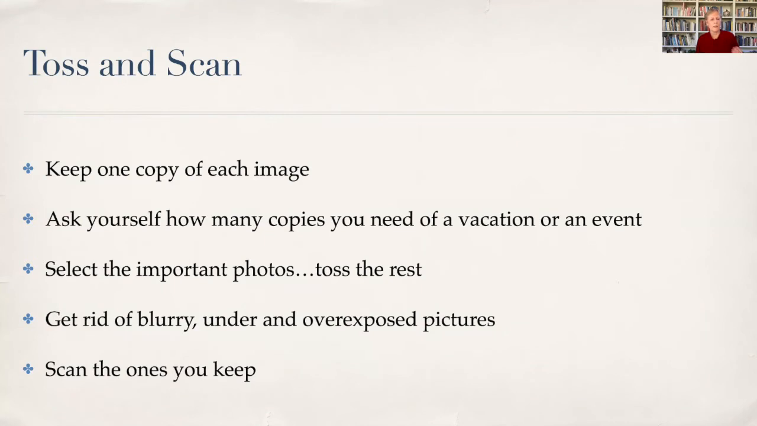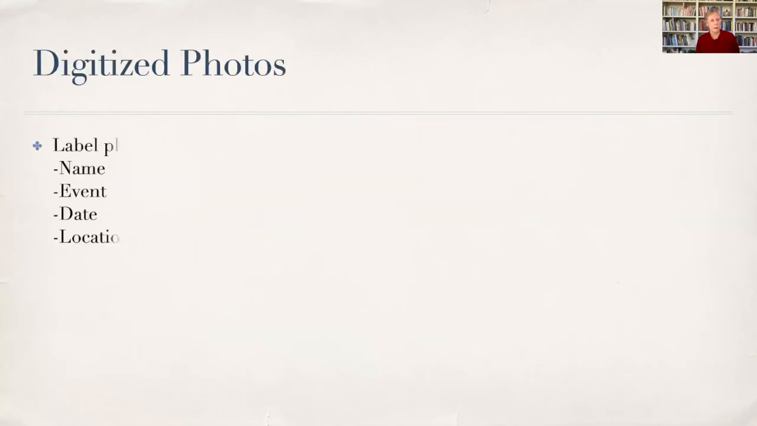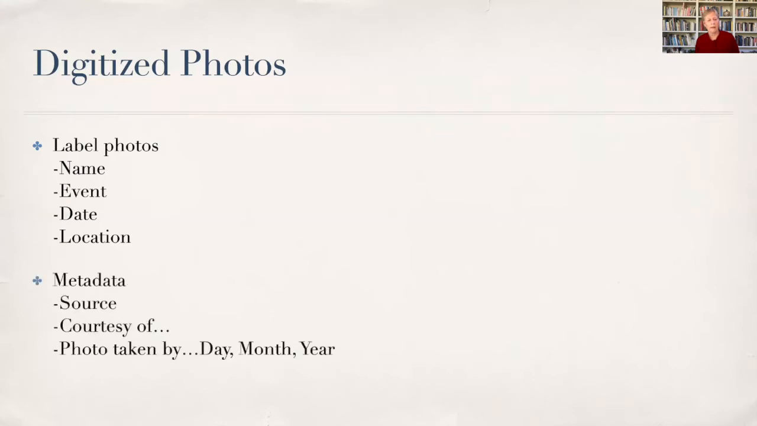Okay, so now I've scanned them. What do I do with them? I want to be sure I label them. And I use that same labeling system: name, event, date, location. And the metadata would be where my source was, who took the photo, who actually has the collection, when was it taken, any other information I want to include. And I get that on the photo. And then I organize in computer folders.